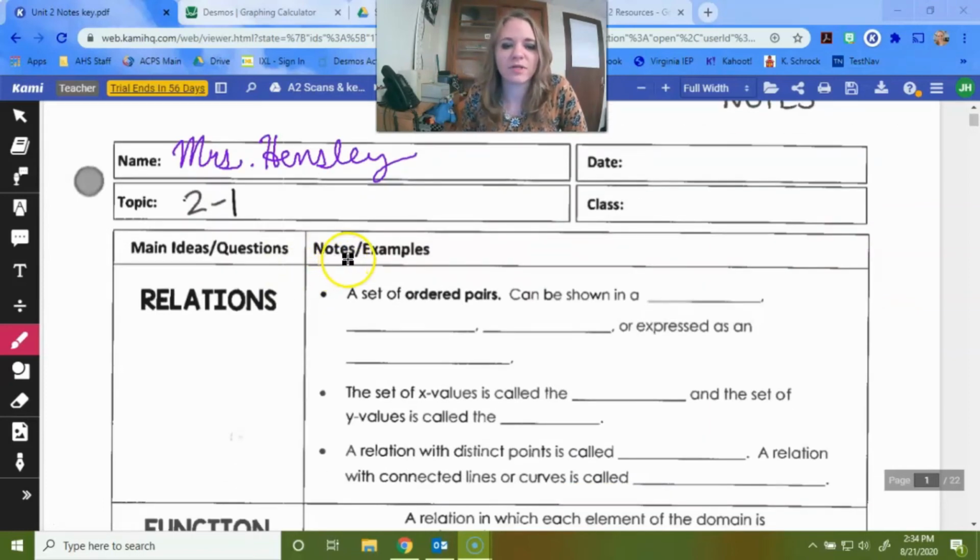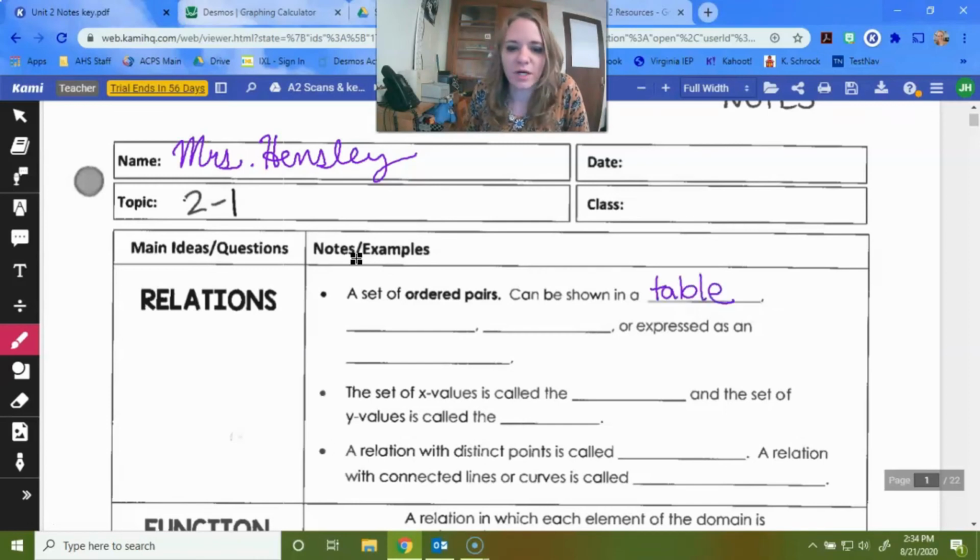Alright, let's start with a relation. A relation is a set of ordered pairs. It can be shown, typically written in a table, by a mapping diagram. These are a couple of ways to show them. Graphs, of course, or expressed as an equation. So, relation. Sounds like relationship. Yeah, it's how two things are related to each other.